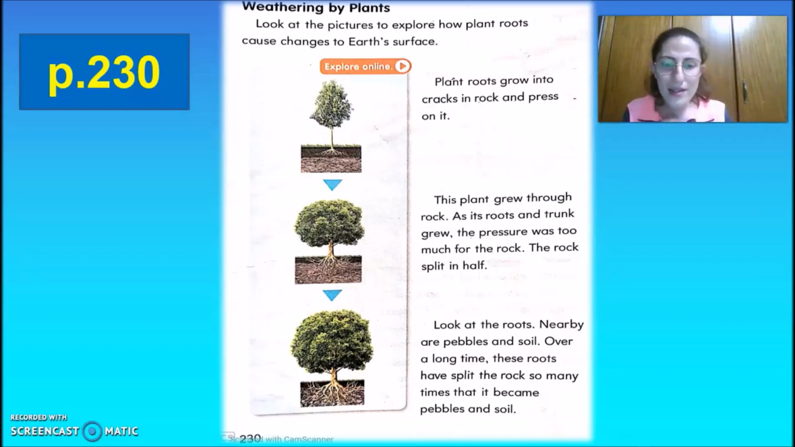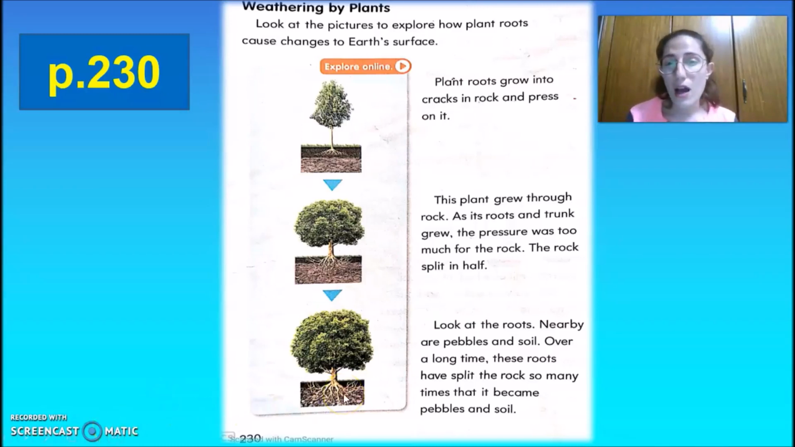And then what happened? In the third picture, we observed that the roots are becoming bigger and bigger, spreading more, taking more space. And what happened? Nearby the roots, we could observe more pebbles and soil. Over a long period of time, these roots have split the rock many times and changed it into small pebbles and soil.